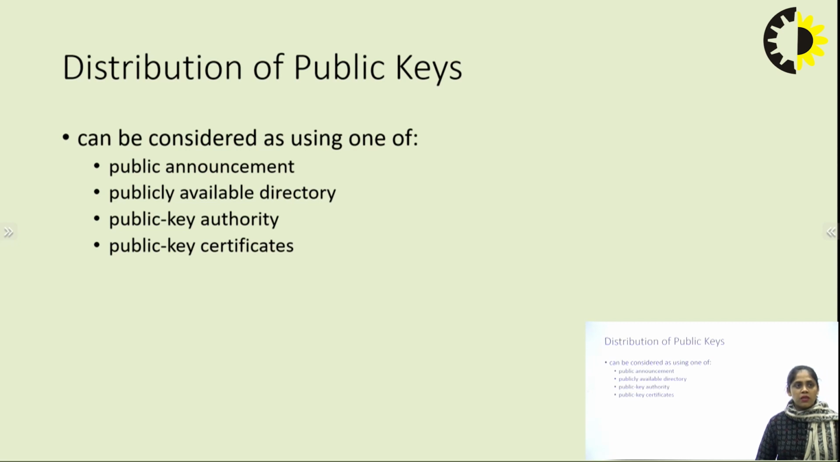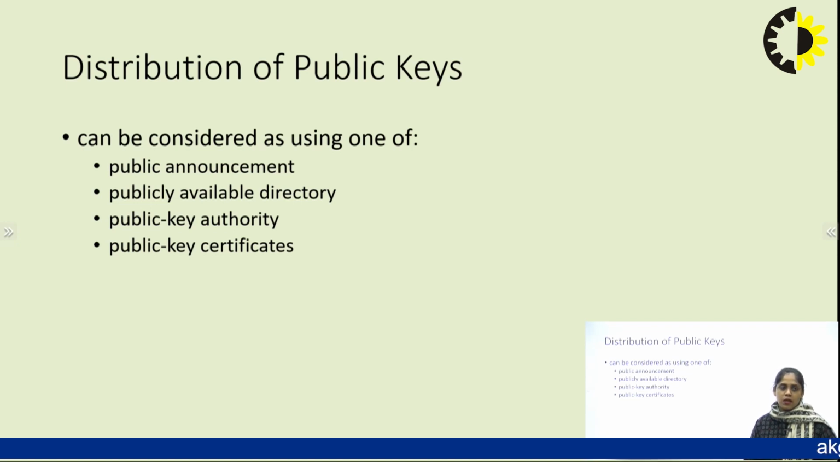The distribution of public keys can be considered under one of these four. First is public announcement, in which the sender announces the key publicly, and whosoever receives the information can use the publicly shared key to open it. Second is a publicly available directory, like our phone directories, where we have important numbers under a particular head. In the same way, a publicly available directory consists of keys available to everyone in the form of a booklet, and anyone who wants can use it.